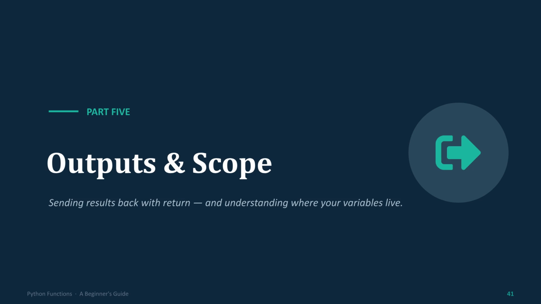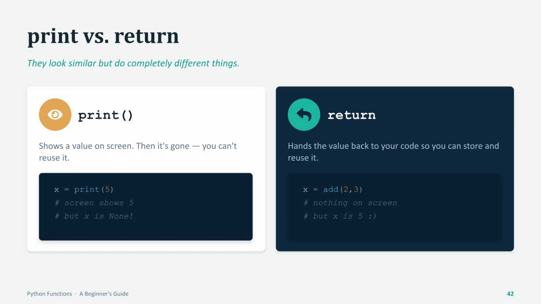Welcome to Part 5, Outputs and Scope. Now that we have covered how to send data into a function, let's learn how to get results back out and manage variable accessibility. A common point of confusion is print versus return. Print simply shows a value on your screen, whereas return gives that value back to your program so it can be stored or used later.